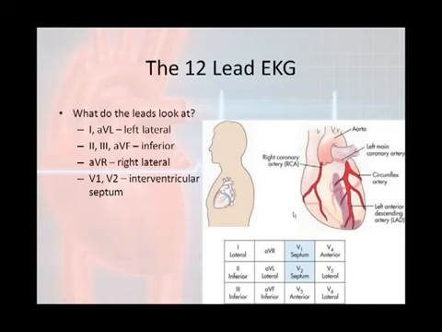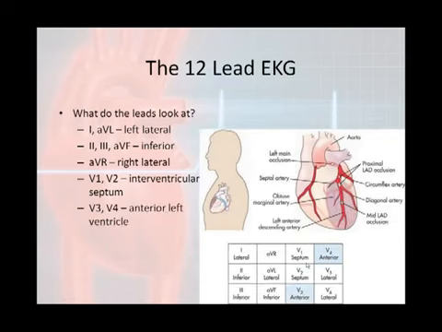To really note the interventricular septum, you want to look at V1 and V2. They're always going to be located right here. The anterior left ventricle is always going to be V3 and V4. These are really the only ones that are ever split. V5 and V6 are lateral, 1 and AVL are lateral, 2, 3, AVF are inferior, V1, V2 septum. These two split up on the EKG paper, but I guess there's nothing we can do about that.